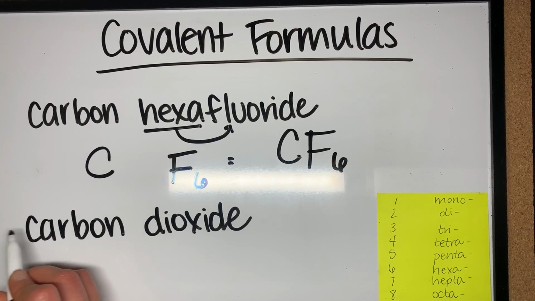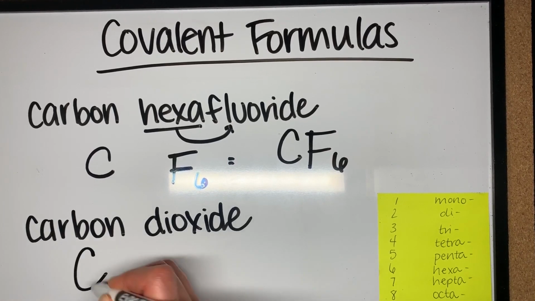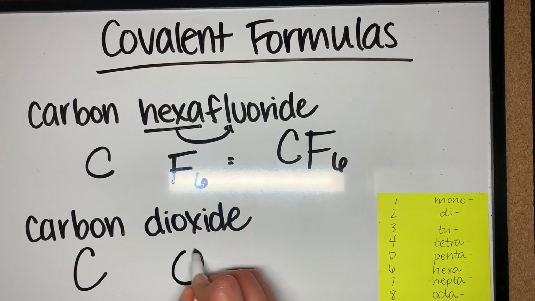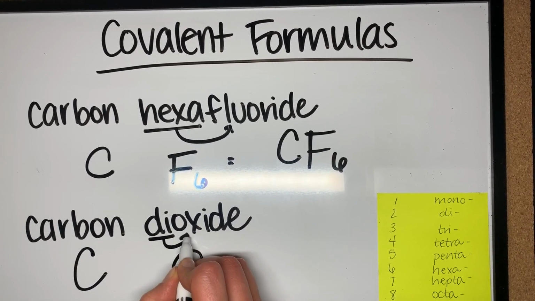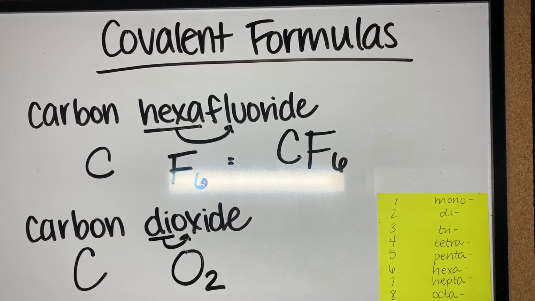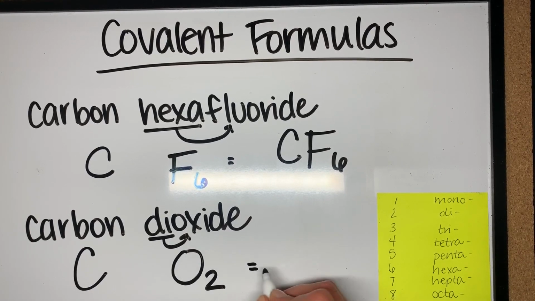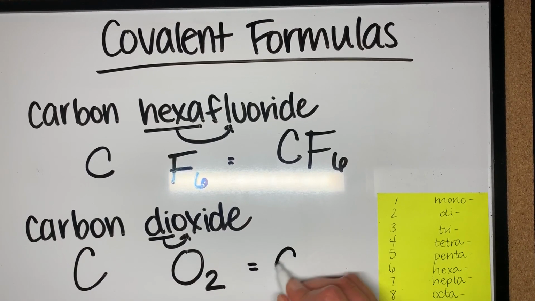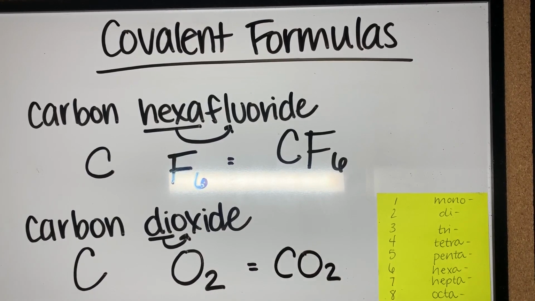This bottom one, same kind of deal. No prefix on the carbon is going to be one single carbon. Oxide is oxygen. The di is telling me that there's 2 of them. Again, there is no crisscrossing at all when you're writing covalent formulas. So this, put nice and neat into a compound, is CO2.